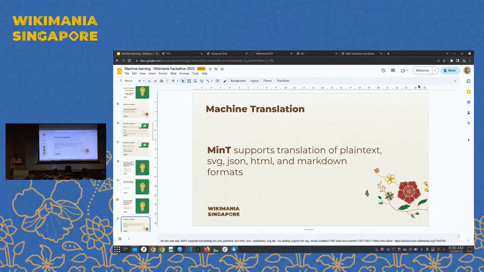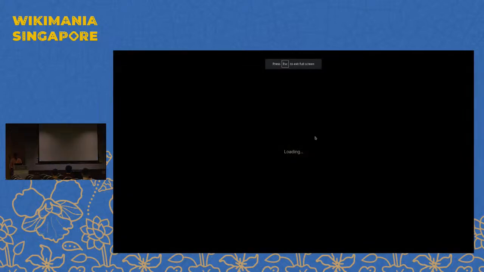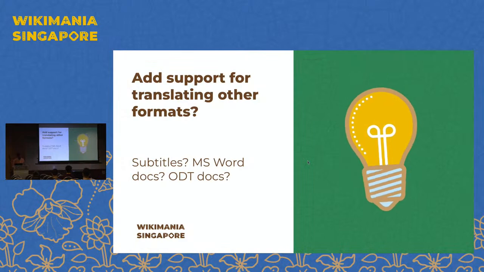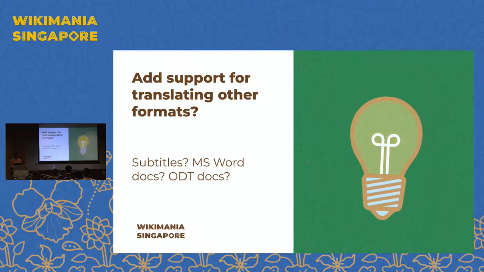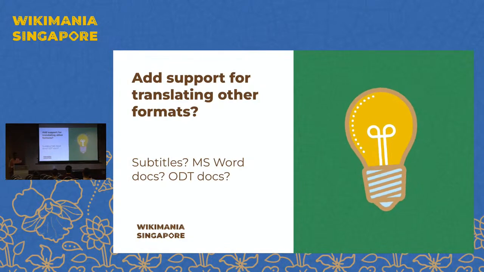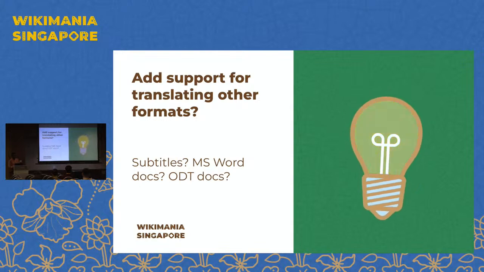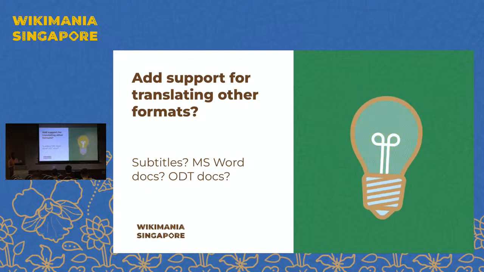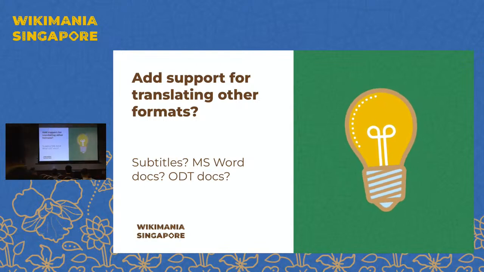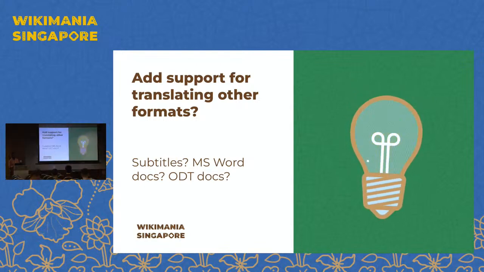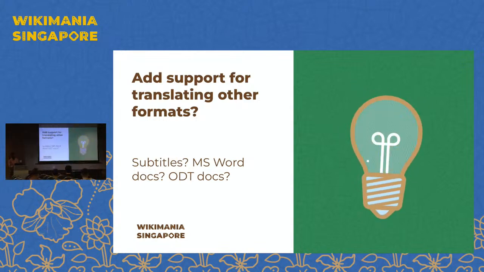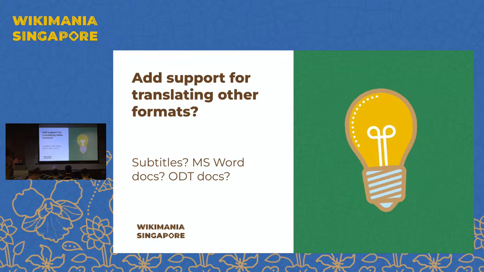So some ideas. How about adding support for more formats, like movie subtitles? One example, Word documents, open document format for documents like presentations or such documents. So all those things are up to you, whichever format you want to try. Maybe PDF documents, PDF to PDF translation.